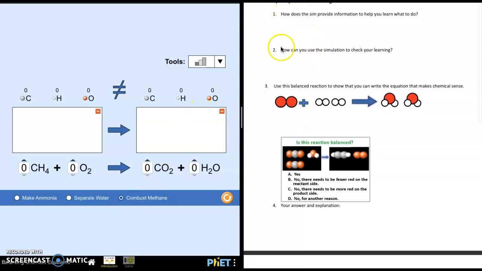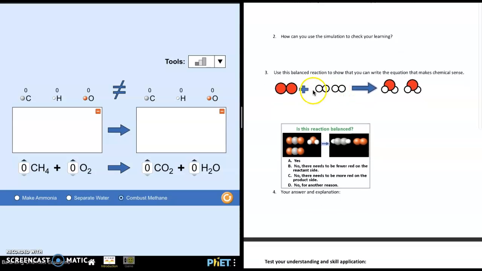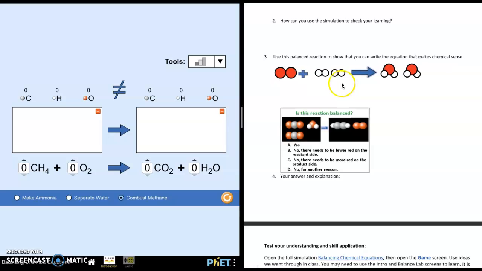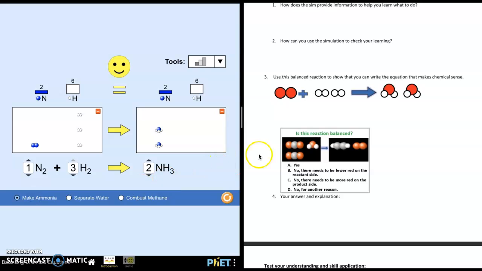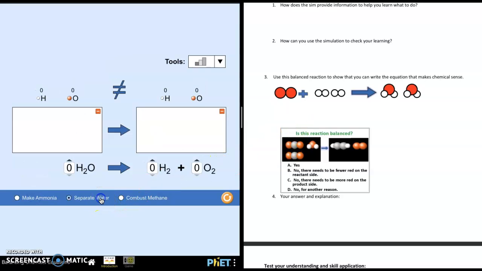Okay, so use that information to answer these two here, and then use the balanced reaction to show you can write an equation that makes chemical sense. We'll do that part together in class. But basically you're going to say, what is this? How many of those do I have? And what is this? Think of this as the make ammonia lab here. Sorry, make water. It's technically make water, so it's the opposite of this equation.